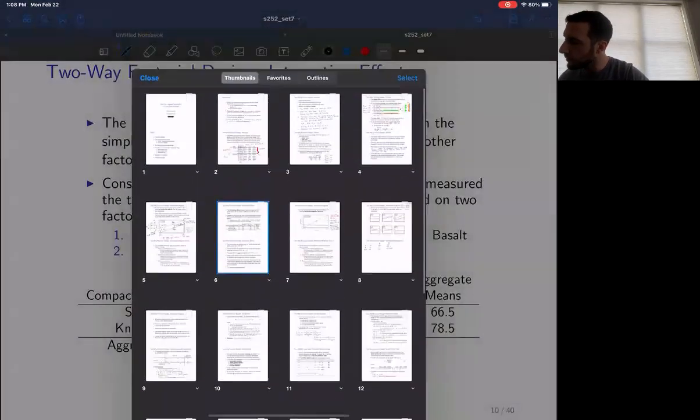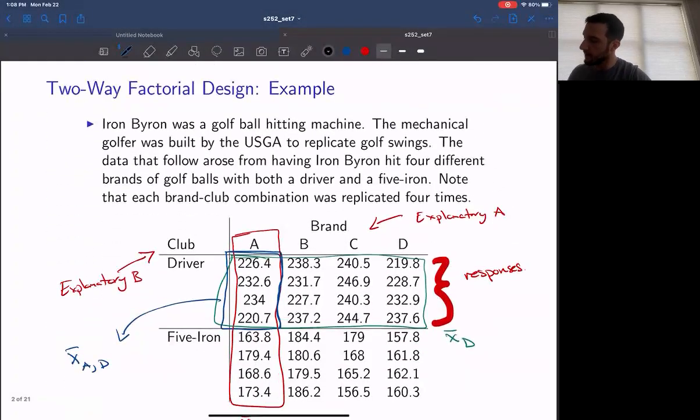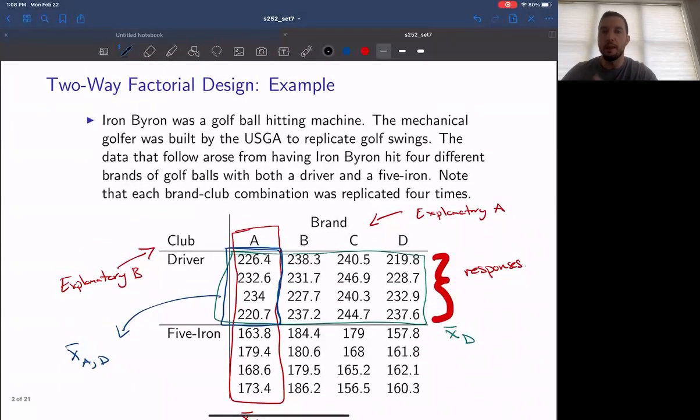For example, in the illustration on slide 3, our response variable is the distance a golf ball is hit by a machine. So the response variable is the distance traveled by the ball. There are two explanatory variables: the golf ball brand, of which there are 4 types, A, B, C, and D, and the type of club you are hitting the ball with, so the driver versus the 5-iron.